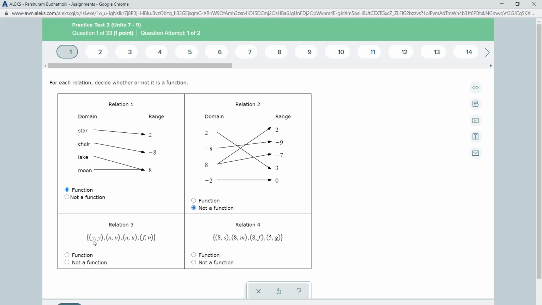For ordered pairs, you just pay attention to the inputs. If you see repeated inputs, for example, the inputs are y, n, u, f, so no repetition, that means it's a function. But for the second one, you do see 8, 8, they are repeated and they are giving us different outputs, so that means it's not a function.